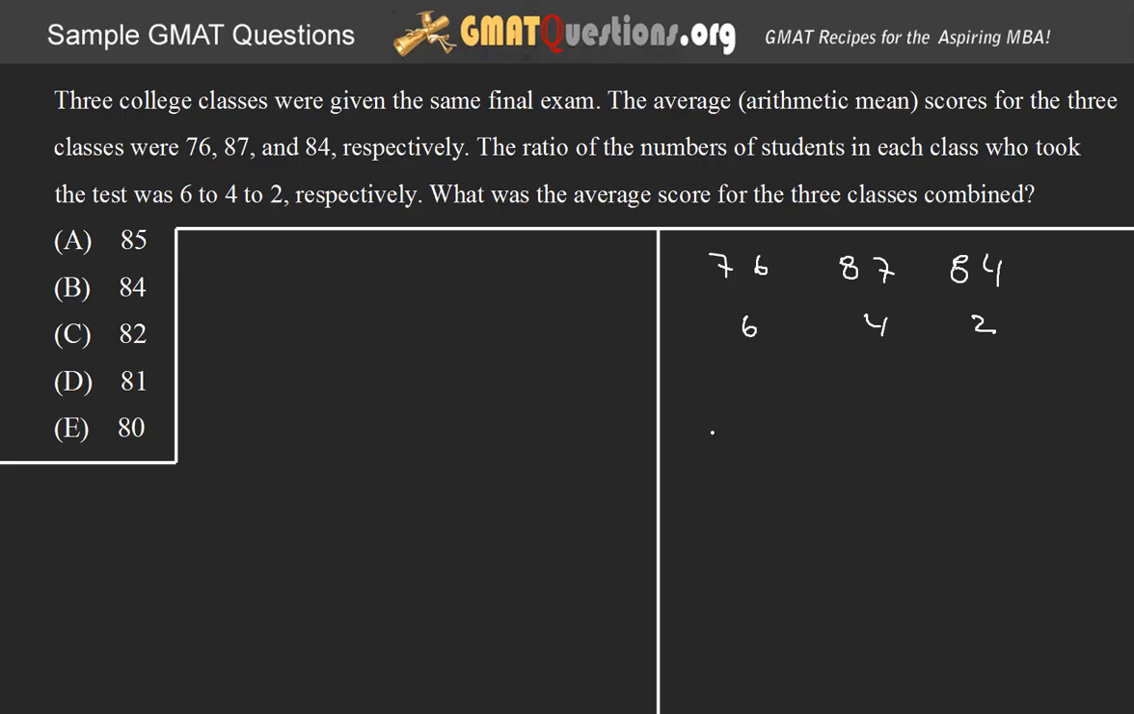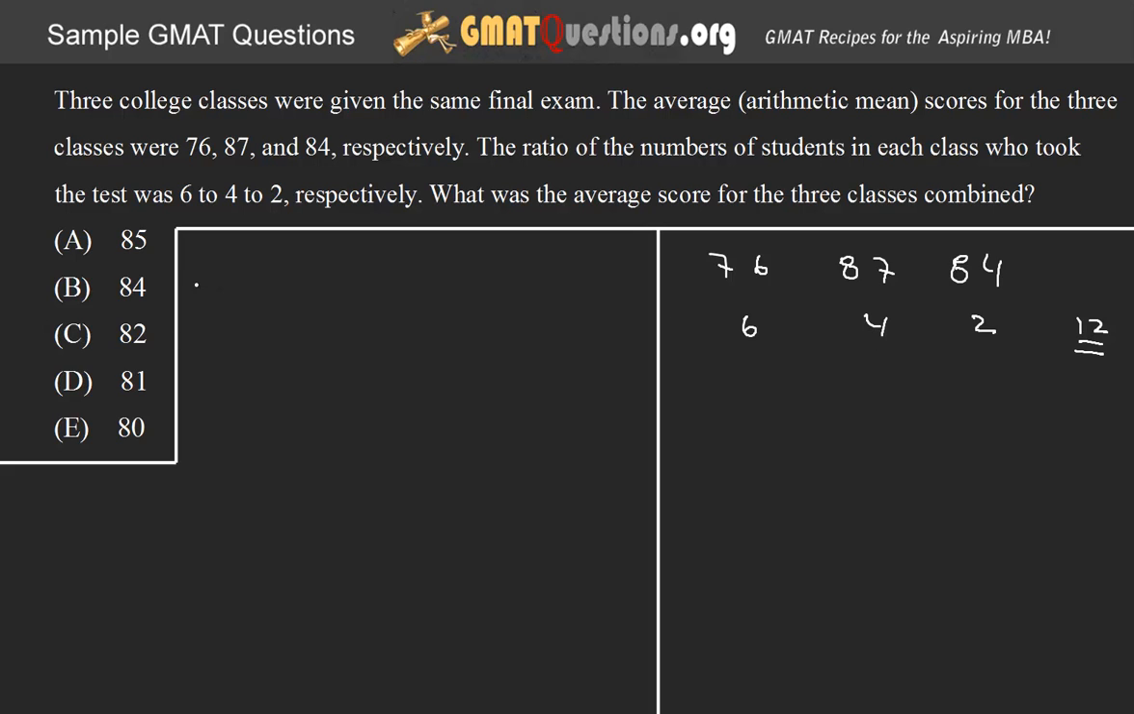So what we're gonna do is not just to write, as I said earlier, 76 plus 87 plus 84, but we're gonna have to multiply 76 by 6 plus 87 by 4 plus 84 times 2 and divide by the sum of the ratio. Basically 6 plus 4 plus 2 is 12, the total ratio here. Remember that because we are dealing with a weighted average, these are the weights. 6 is a weight, 4 and 2.